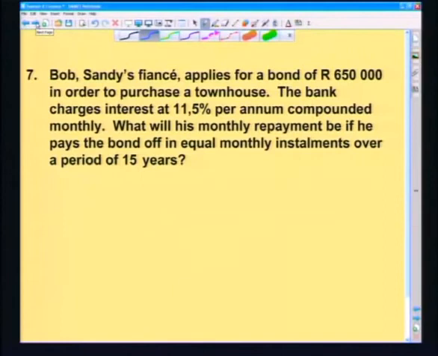Bob, Sandy's fiancé, applies for a bond of 650,000 rand in order to purchase a townhouse. The bank charges an interest of 11.5% per annum compounded monthly. What will his monthly repayment be if he pays the bond off in equal monthly installments over a period of 15 years? Right, so let's have a look at this and see how we're going to do it. He's taking a bond, which is in effect a loan. So we are going to work with this formula.